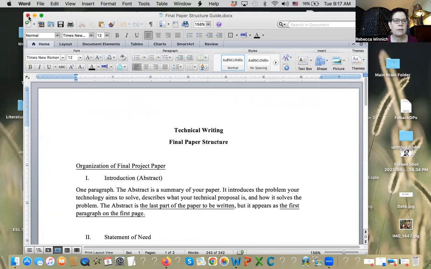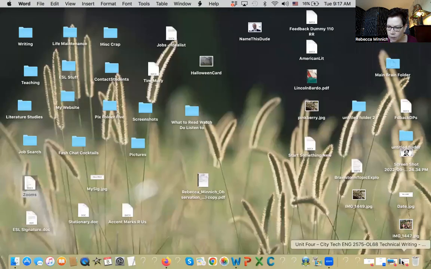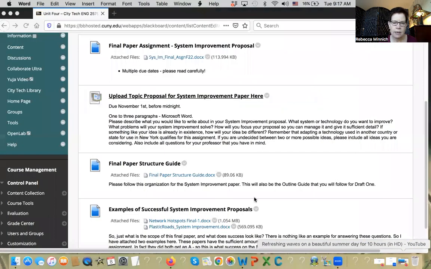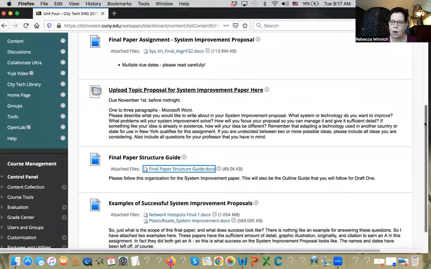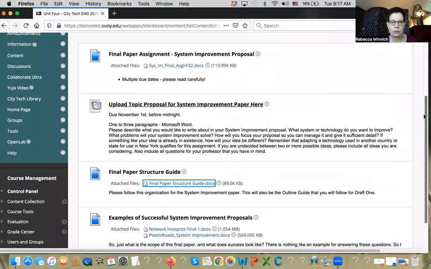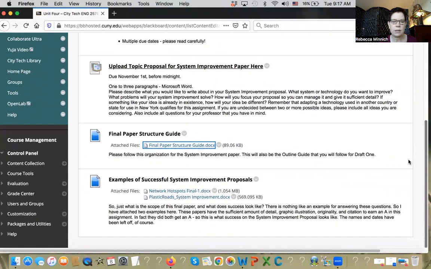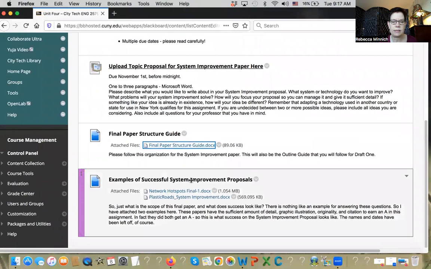So this is going to stay in the Unit 4 folder, right? It's going to be your guide as you go through each part of constructing this final paper. So if you are interested in what successful system improvement proposals look like, this is something that a lot of people ask me for in doing this.